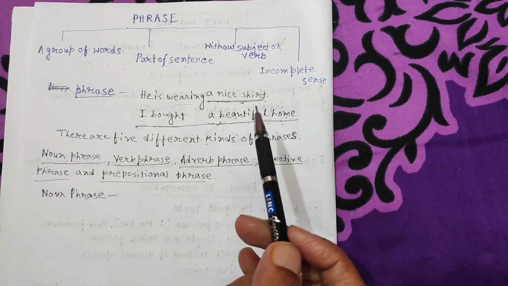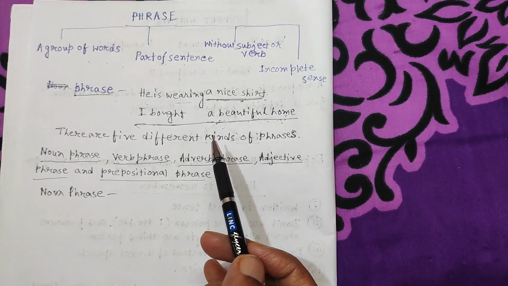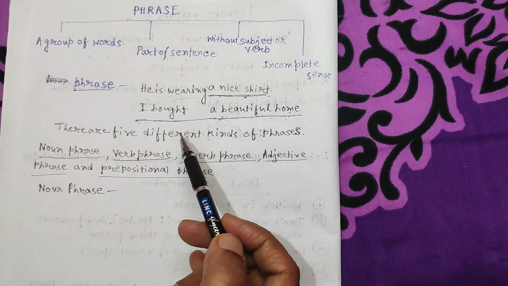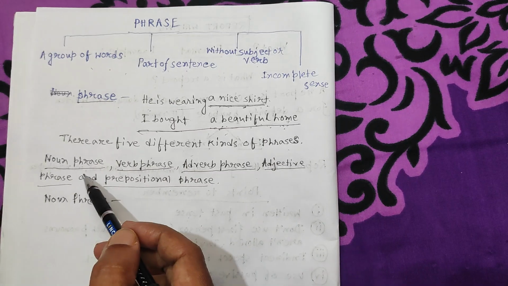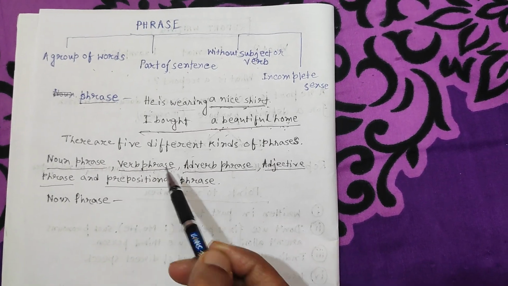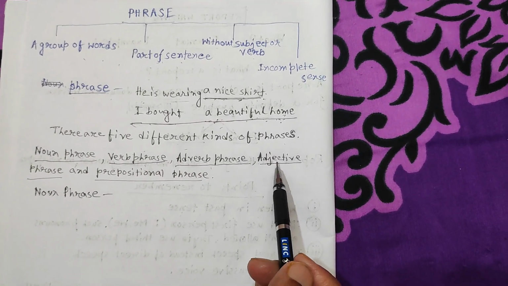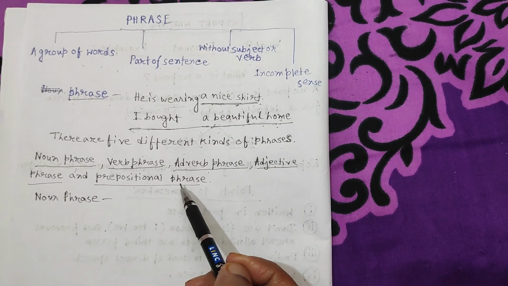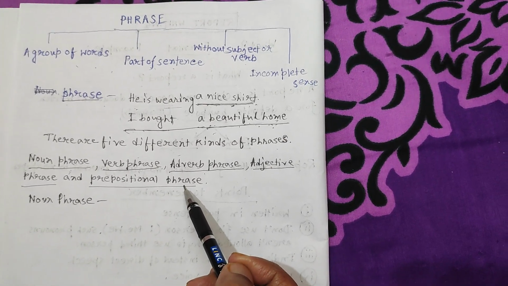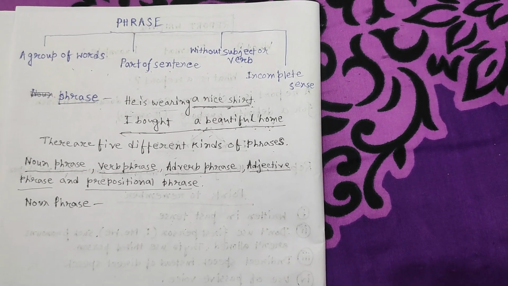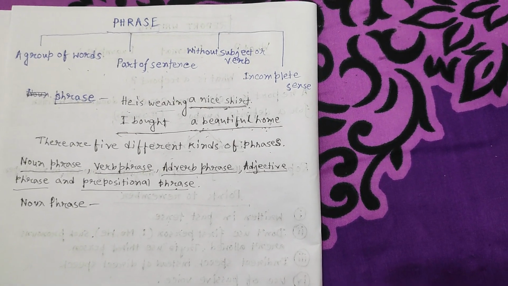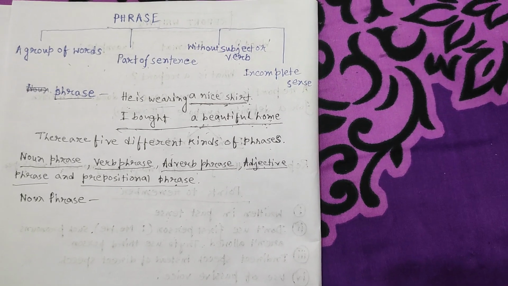So now we will look into different types of phrases. There are 5 different kinds of phrases: noun phrase, verb phrase, adverb phrase, adjective phrase, and prepositional phrase. First of all, I am coming to noun phrase. Let us come to noun phrase.